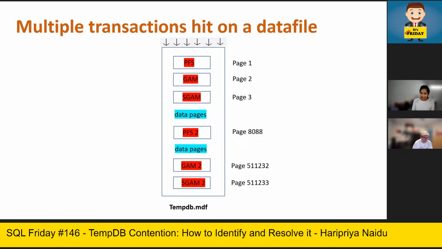Similarly, one GAM and SGAM page can contain the allocation status information of 511,232 pages. So for every 511,232 pages, you have a new GAM page followed by an SGAM page. So this is how a data file is. If you want to find out why this specific interval, I'm not going to go into details about the numbers now, but I've written a blog post if you're interested in taking a look at it.